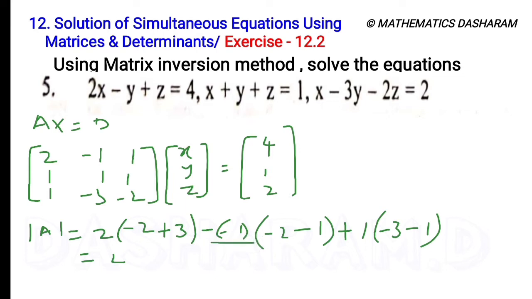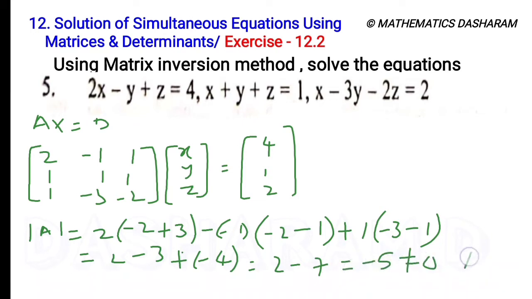Next, minus of minus plus 1, but minus 2 minus 1 is minus 3. So overall minus 3 is the answer. Next, minus 3 minus 1 is minus 4. Minus 4 into 1 is minus 4. So 2 minus 3 minus 4 is minus 7. So 2 minus 7 is minus 5. It is not equal to 0. Then A inverse will exist.